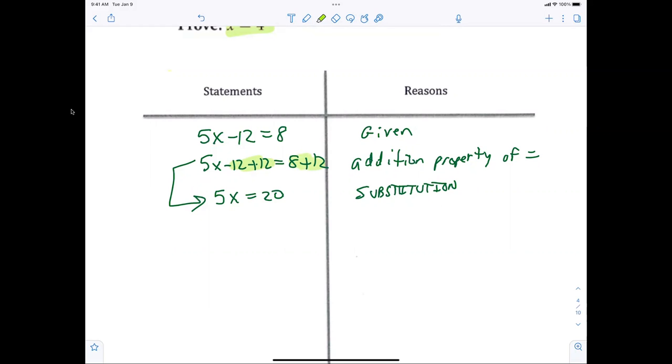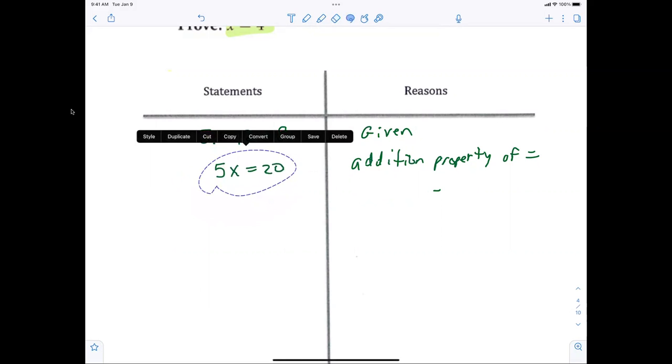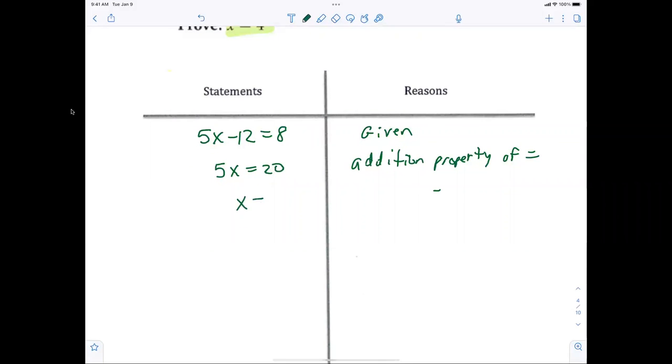I don't care about that though. I just want you to write 5x minus 12 equals 8. That was given. 5x equals 20. That's the addition property of equality, which is perfectly fine with me. And then from there, you can say x equals 4 because we use the division property of equality.